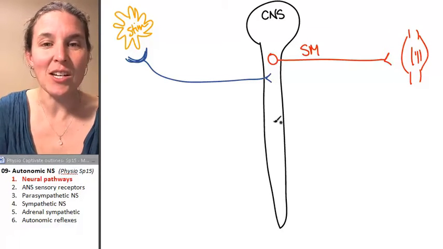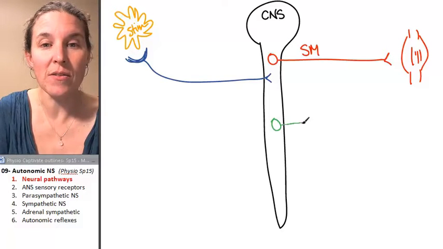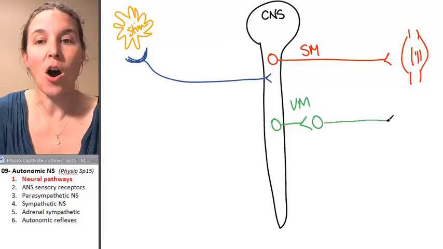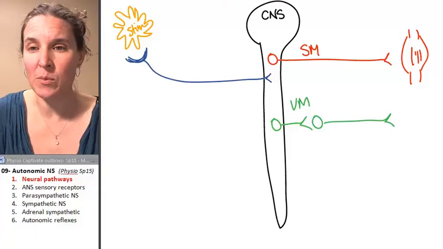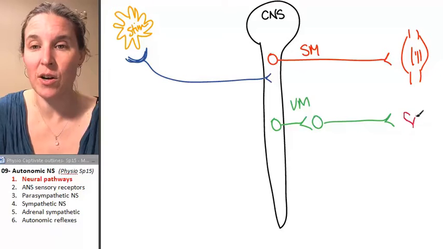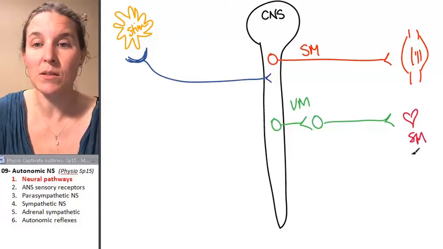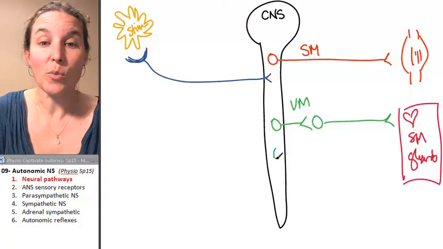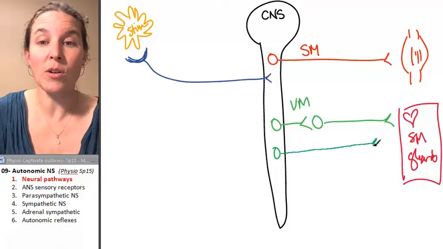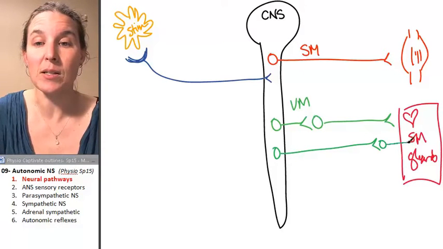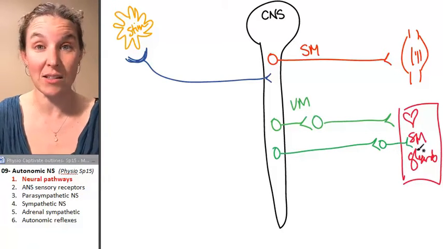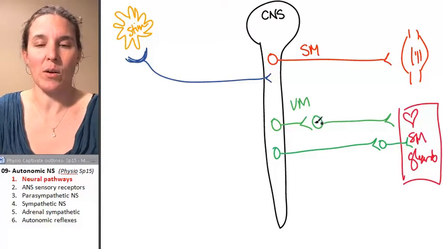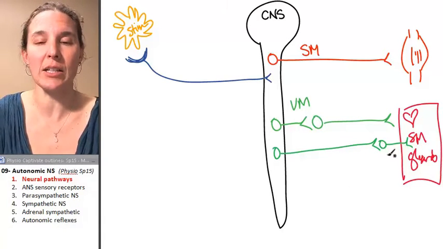Today, we're going to look at two different branches of the visceral motor pathway. And all visceral motor pathways, as we know, innervate either cardiac muscle, smooth muscle, or glands. And these are the details that we're going to flesh out today. We have two branches of the visceral motor nervous system, sympathetic and parasympathetic, and we're going to look at what's exactly going on here.